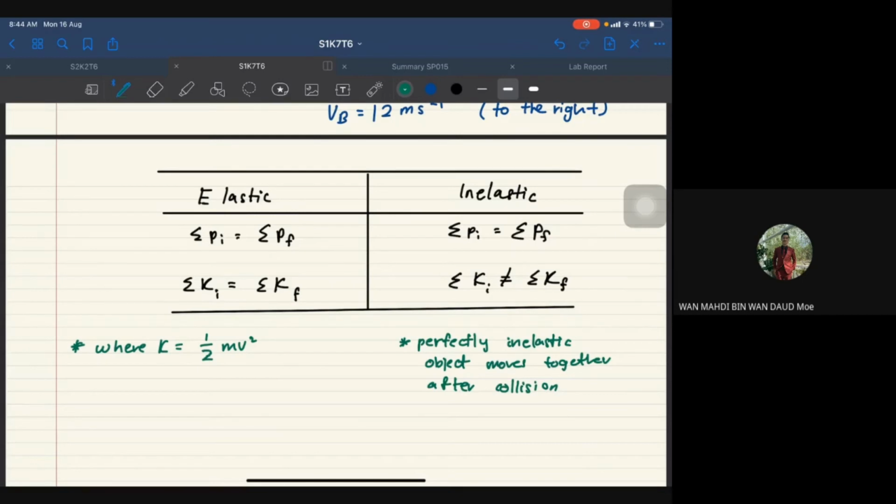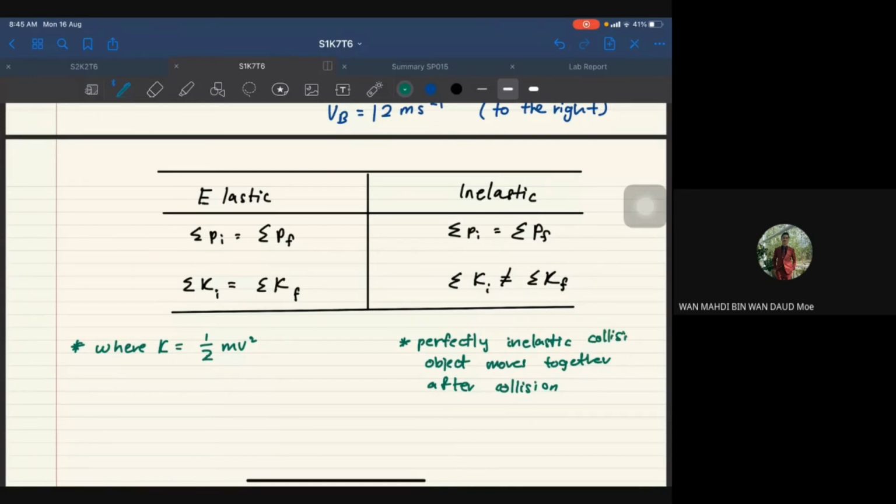Okay. So let's say you have a situation and you calculate, you can determine whether it's elastic or inelastic based on the kinetic energy there. And once kamu dah tentukan, kamu tengok they actually move together. So you can call that one as perfectly inelastic collision.